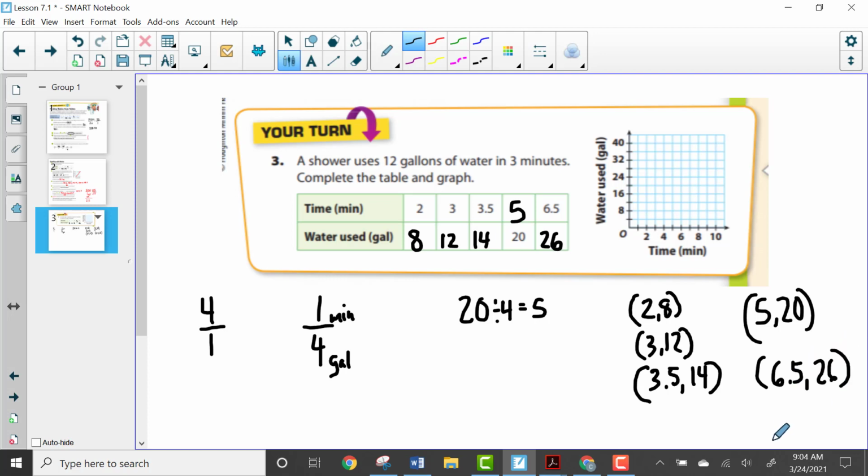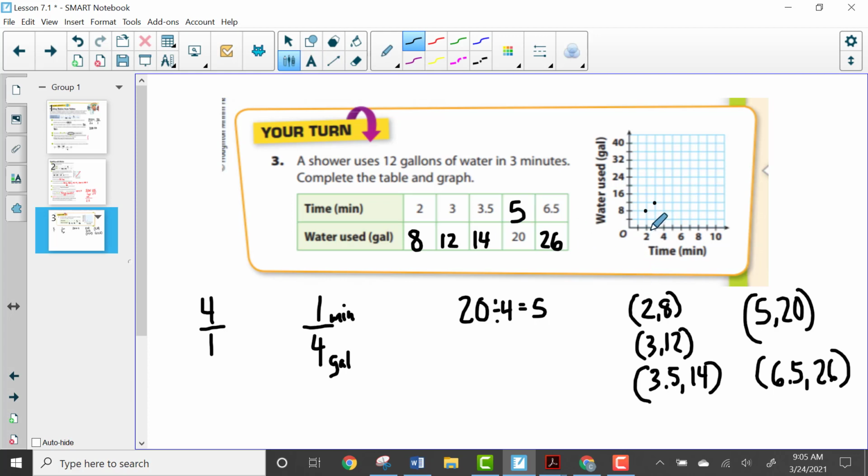So now from here we're going to graph our numbers on our coordinate grid. What we see here is 2 and 8, so we go over 2 and then go up 8. 3 and 12, we go over to 3 and we go up 12. Now we can see these are intervals of 4, 8, 12, so we have intervals of 4 here. So we're going to go to the 3. Whoops, I did not mean to plot that there. We have 12 there. Let me erase that.